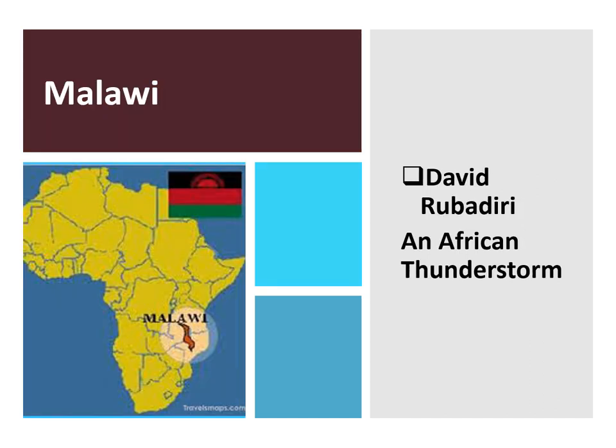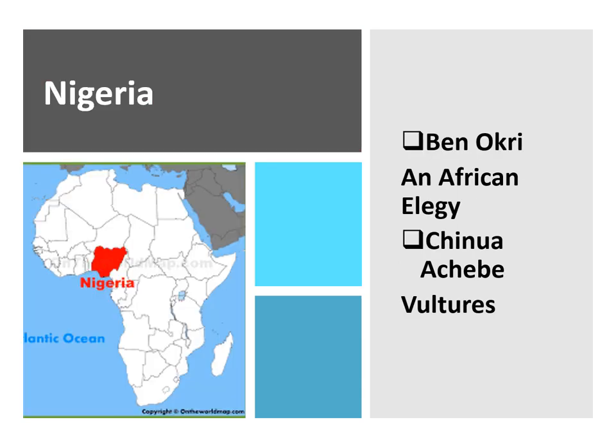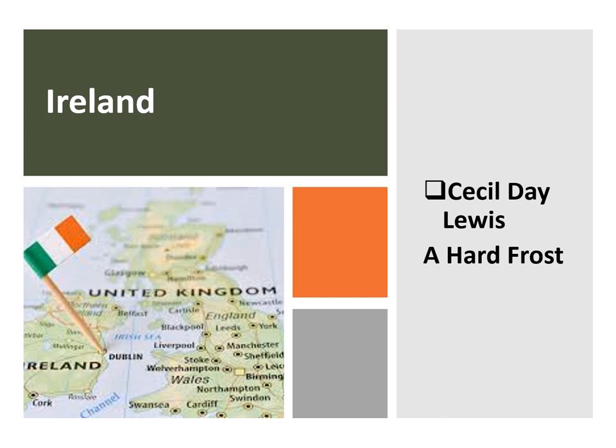We then travel to East Africa, Malawi, where we encounter an African thunderstorm, which is written by David Rubadiri. Our next stop is Northwestern Africa, Nigeria. And in Nigeria, we meet Ben Okri, who wrote an African elegy, and Chinua Achebe, who wrote the poem Vultures. Heading north across the Mediterranean Sea and towards Europe, we come to Ireland, where we meet Cecil Day Lewis and his poem A Hard Frost.